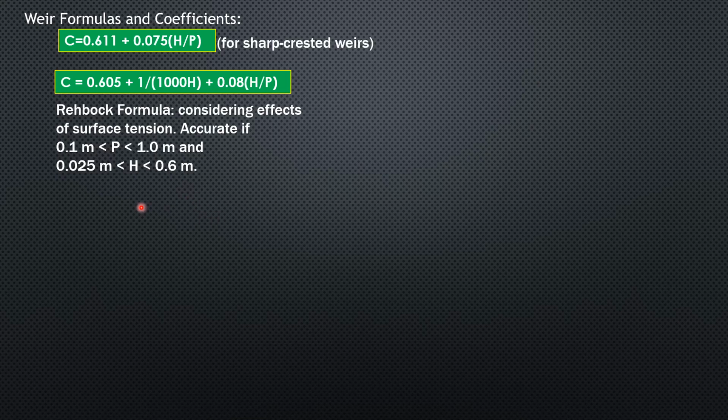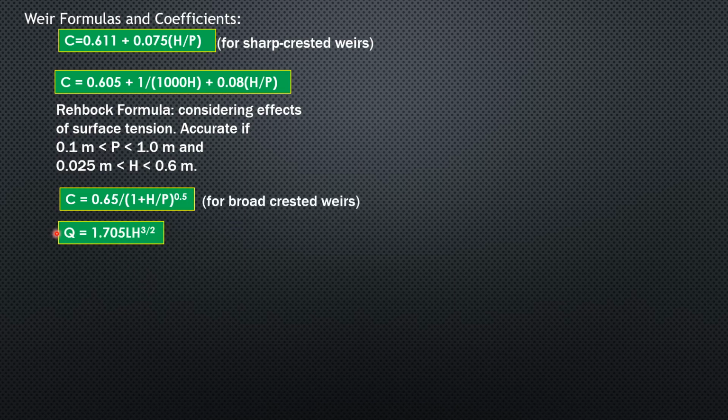Then discharge formula for broad crested weir, 0.605 over quantity 1 plus H over P raised to 0.5, or 0.65 over square root of quantity 1 plus H over P. Then when the value of C is square root of 3 over 3, or 0.5774, then there is a direct formula for broad crested weir, 1.705 LH to the 3/2. So that's the actual discharge for broad-crested weir when the value of C is square root of 3 over 3.